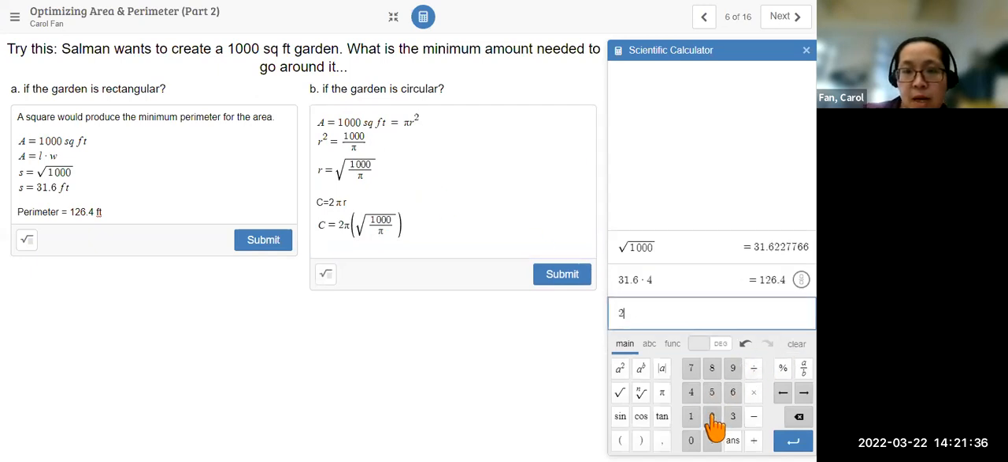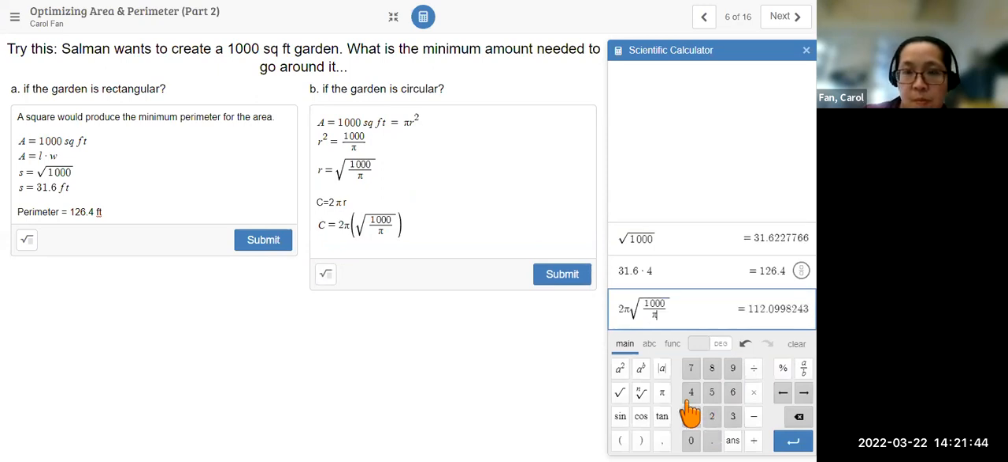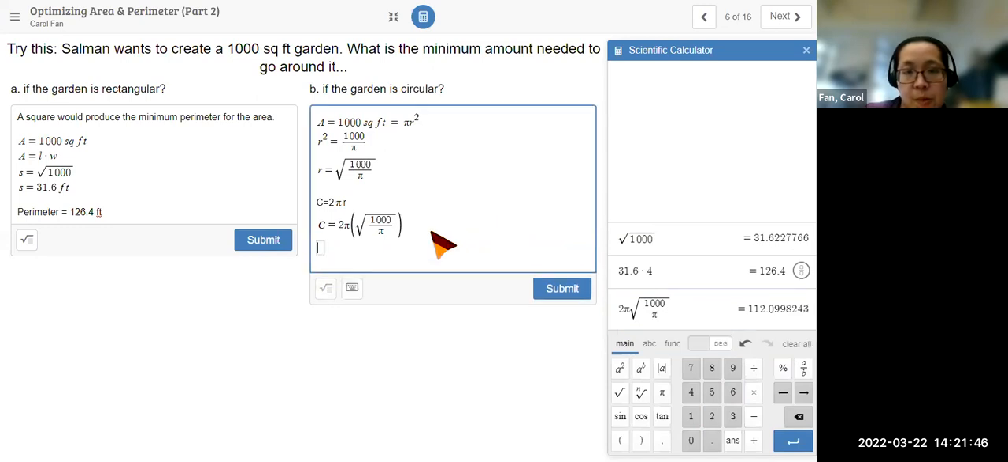Let's put that into our calculator. And we have a circumference of 112.1 feet. Now, once again, the interesting thing is the circle actually maximizes it better. So the circle will take less perimeter, but give you the same area than a square.